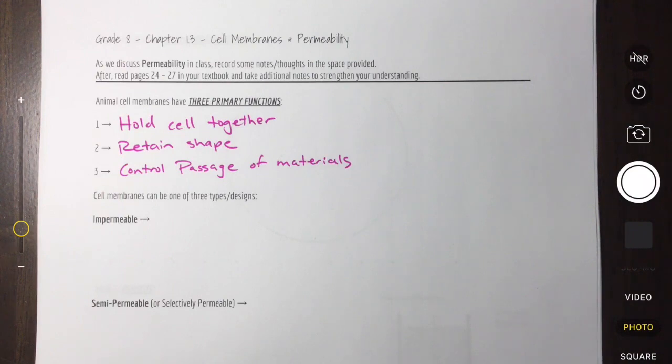We know that animal cells are generally round or spherical. We know that plant cells are generally rectangular. So we want to make sure that those shapes are retained. And the third thing, and this is going to be the focus of what we talk about today, is controlling the passage of materials in and out of the cell. Obviously, there are certain things that the cell needs, and there are certain things that the cell wants to get rid of. And through today's class or lesson, that's what we're going to discuss.